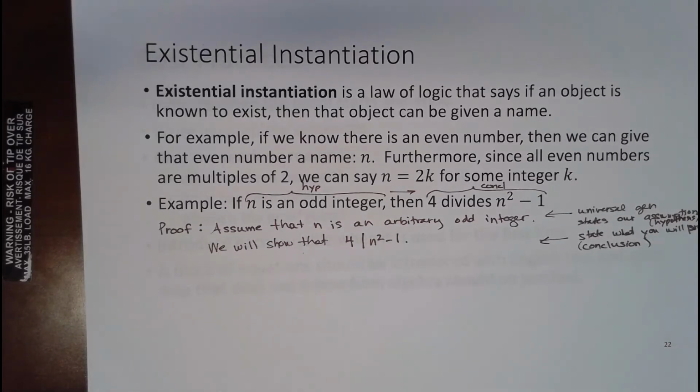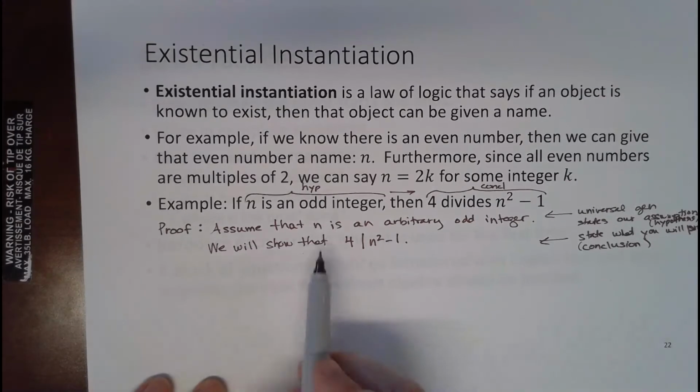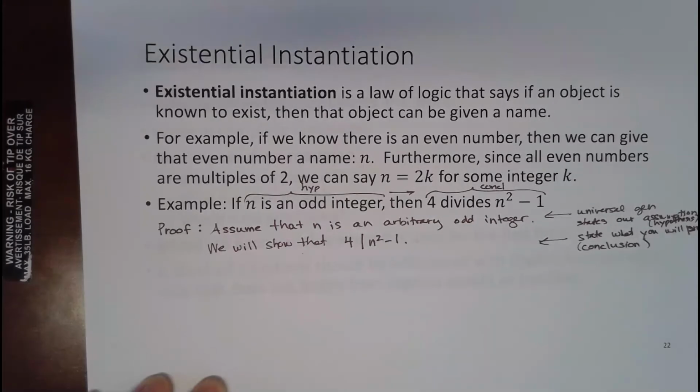What I know that is true is n is an arbitrary odd integer. So what can I use? Well, if n is an arbitrary odd integer, I know what the definition of odd integer is. I know that there exists a k such that n has to be equal to 2k plus 1. That's the definition, so that's probably where I want to go from there. What can I conclude to be true because I know that n is an arbitrary odd integer?